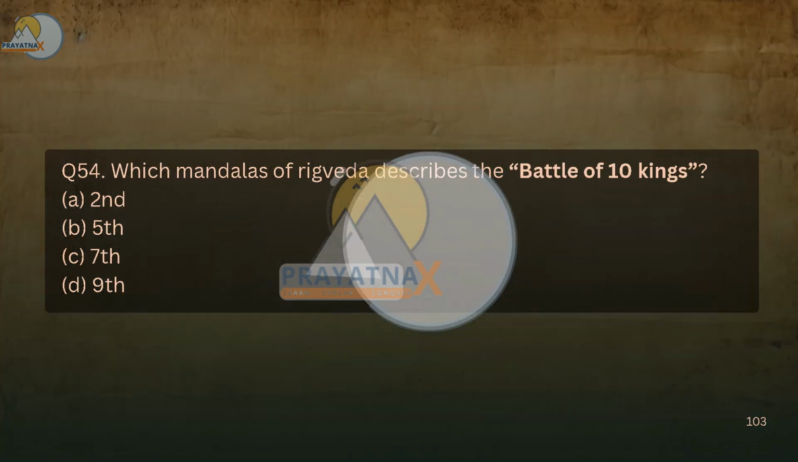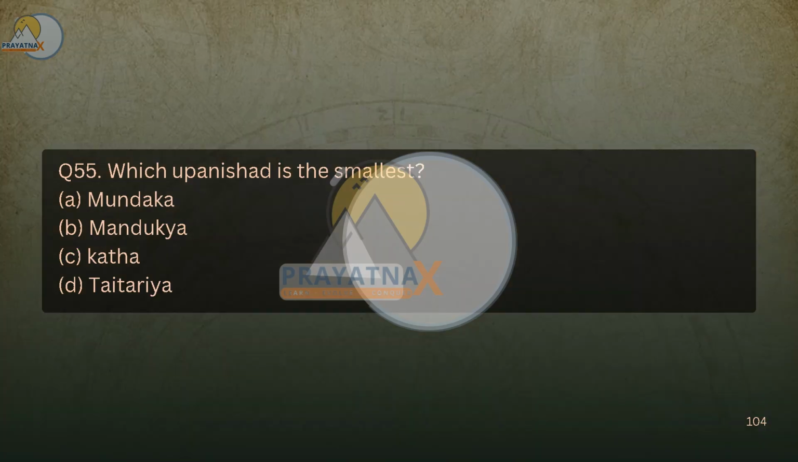Now moving on. Which mandala of Rigveda describes the battle of 10 kings? Now obviously the correct answer for this is option number C. Moving on to the next question. Which Upanishad is the smallest? Now the smallest of the 10 principal Upanishads is the Mandukya Upanishad, with the largest being Brihadaranyaka Upanishad.